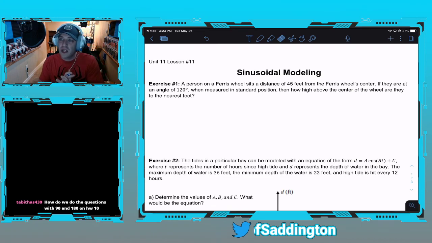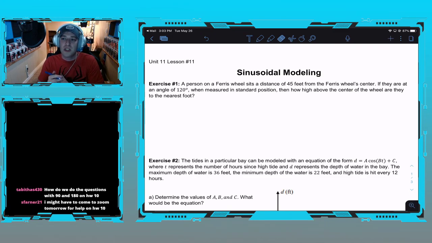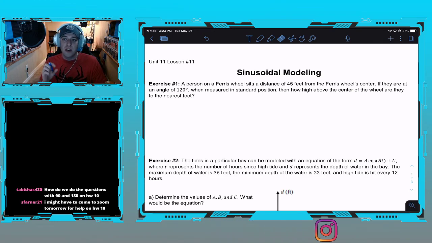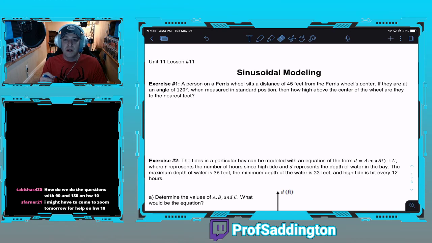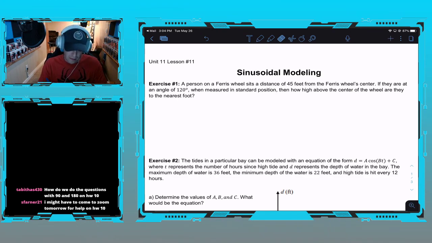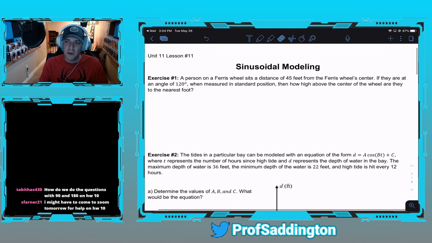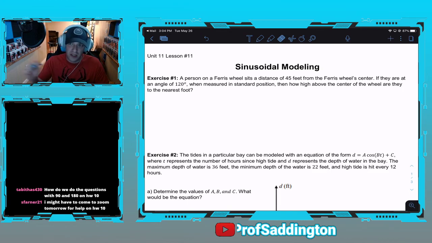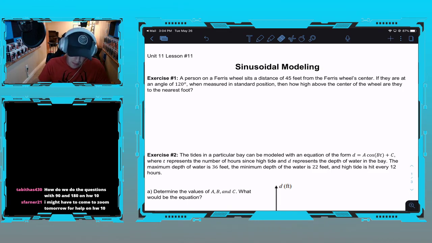With 90 and 180, it's just like how we did them before. So Tabitha, remember, if you have 180 degrees, it's a unit circle. So if you're doing the unit circle, what would that coordinate be at 180 degrees? What would that coordinate be at 90 degrees? And if you're still having trouble, stop by Zoom anytime and I can help you guys out. I can draw out the picture and talk to you guys step by step with it.